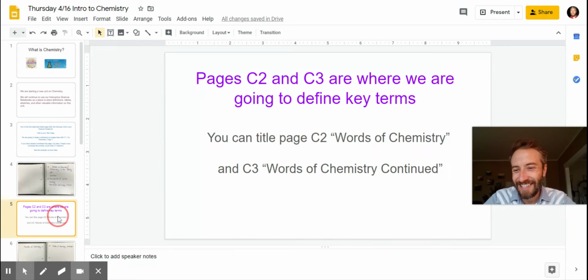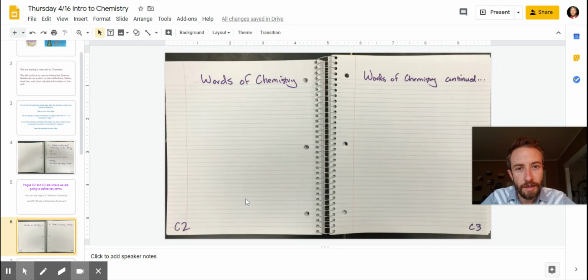Okay, pages C2 and C3 are where we're going to define key terms. We've done this for both geology and ecology. So you can title the page C2 Words of Chemistry and C3 Words of Chemistry Continued. And here's what that should look like. On page C2, we're going to write our first definitions.